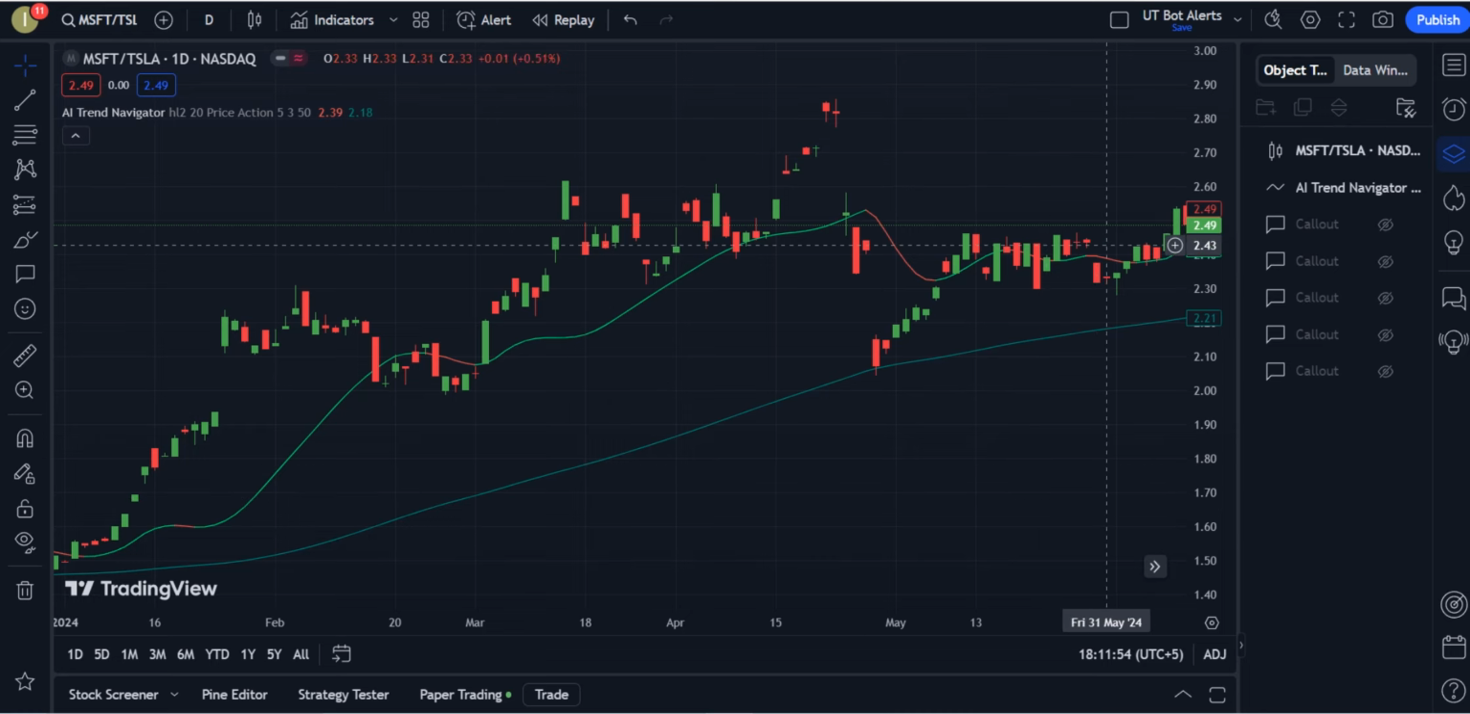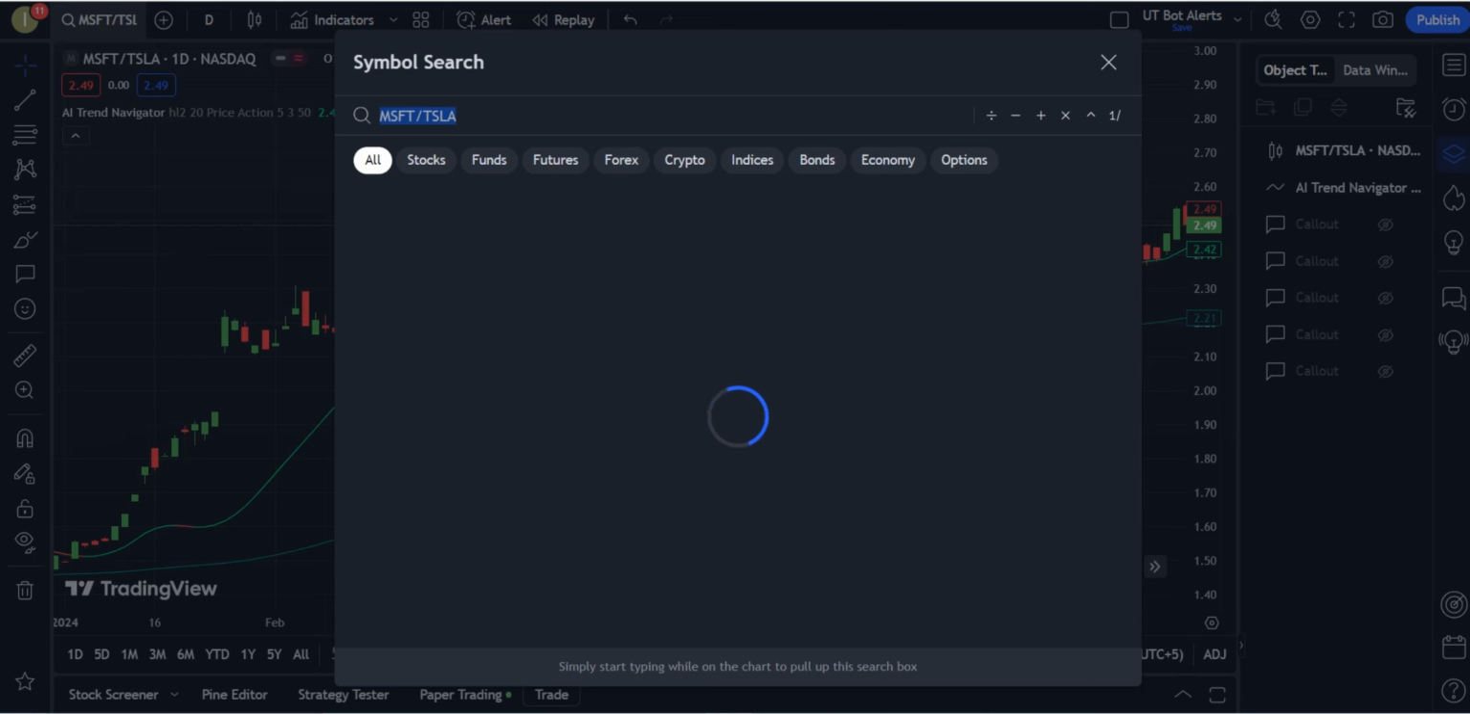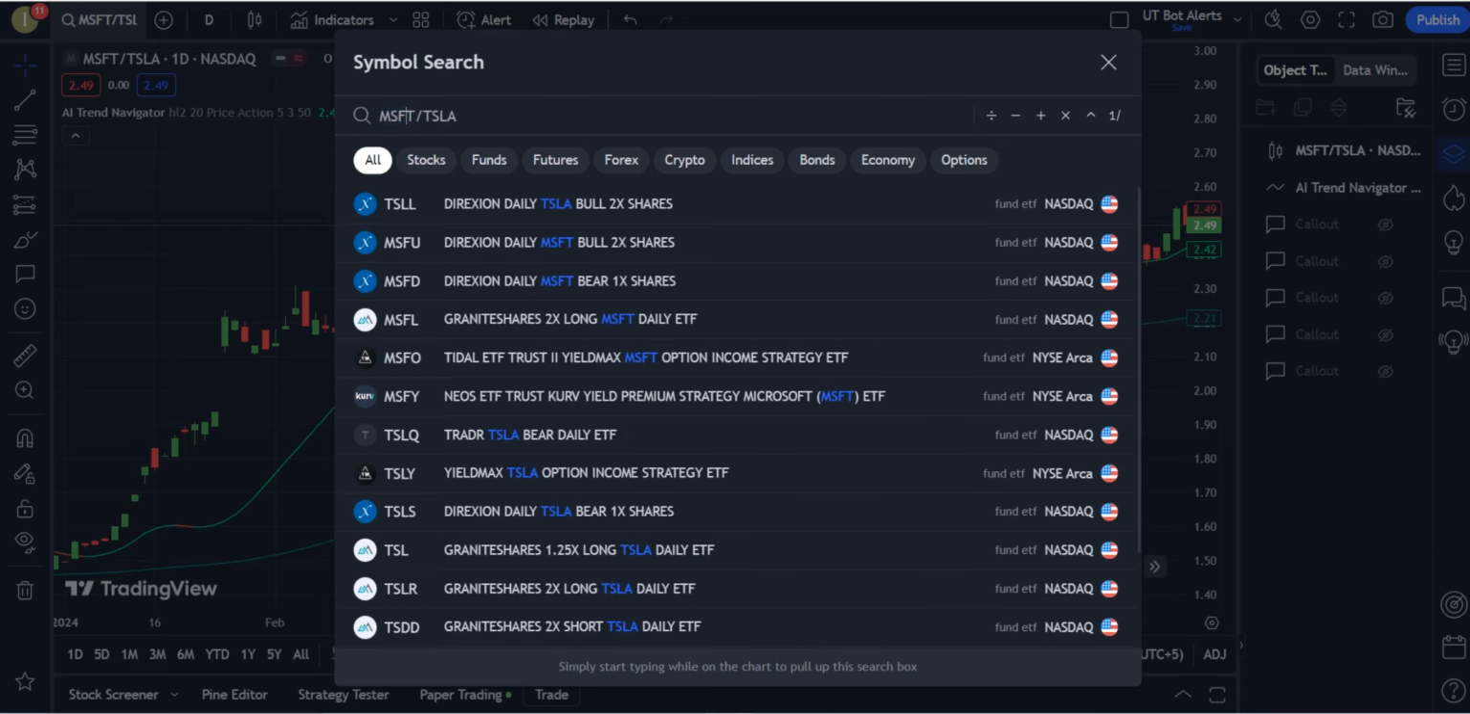And to begin with, we would find this asset by clicking on the symbol search engine here, and we would type the ticker symbol for Microsoft, which is MSFT, divided by the ticker symbol for Tesla, which is TSLA. We would click enter and it'll come up.